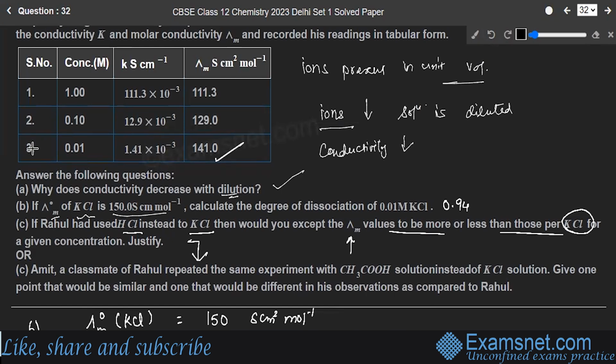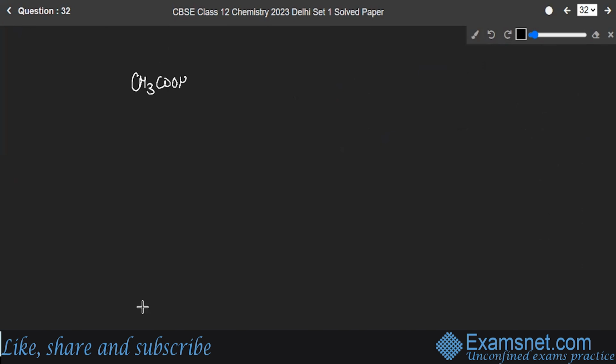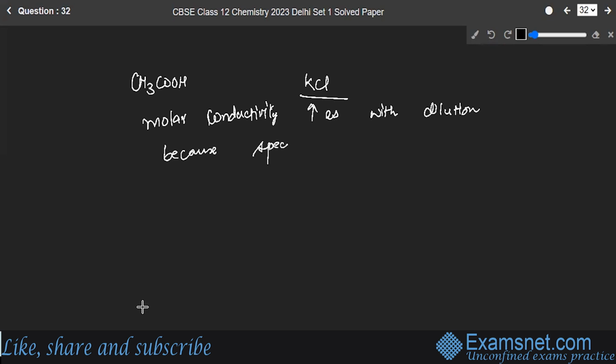Next, the D part is in the choice. It's saying Amit, a classmate of Rahul, repeated the same experiment with acetic acid solution instead of KCl solution. Give one point that would be similar and one that would be different in his observations as compared to Rahul. Okay, Amit repeated the same experiment with acetic acid. Amit used CH3COOH instead of KCl, and he observed that molar conductivity will increase this time. Molar conductivity increases with dilution because specific conductivity decreases with dilution.